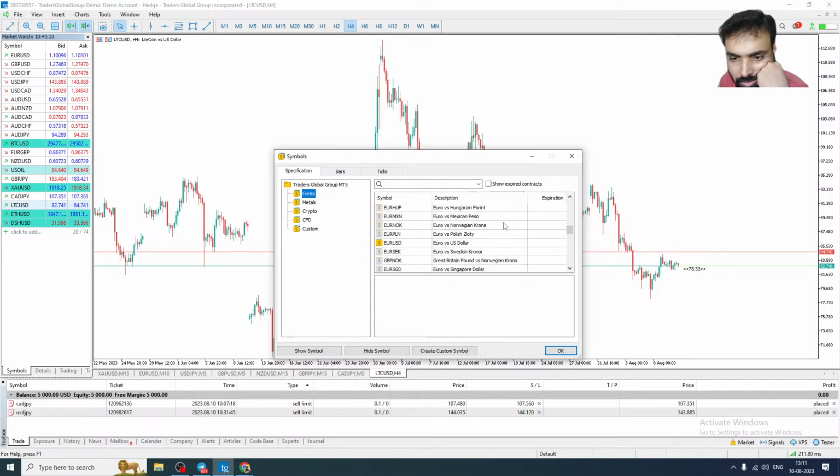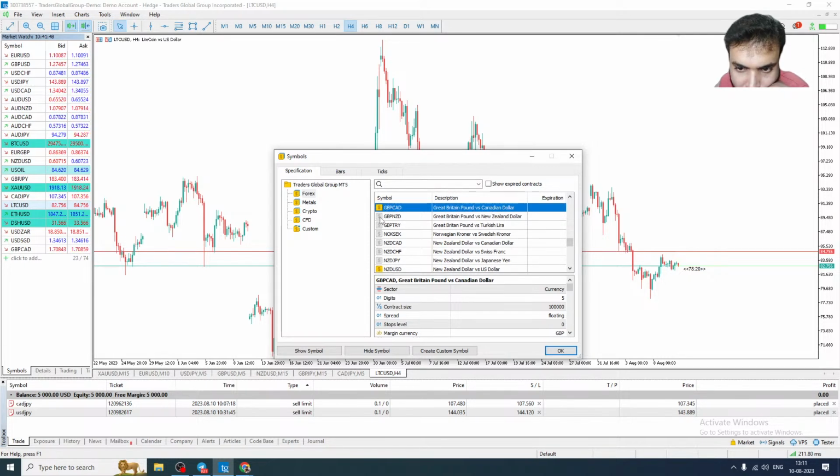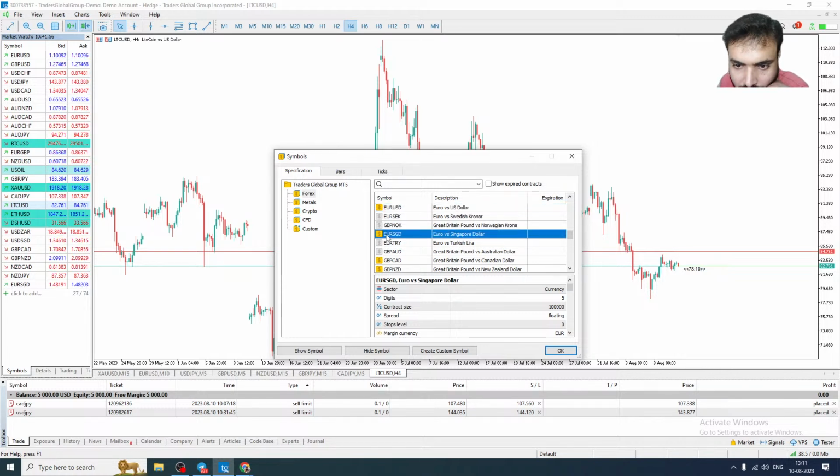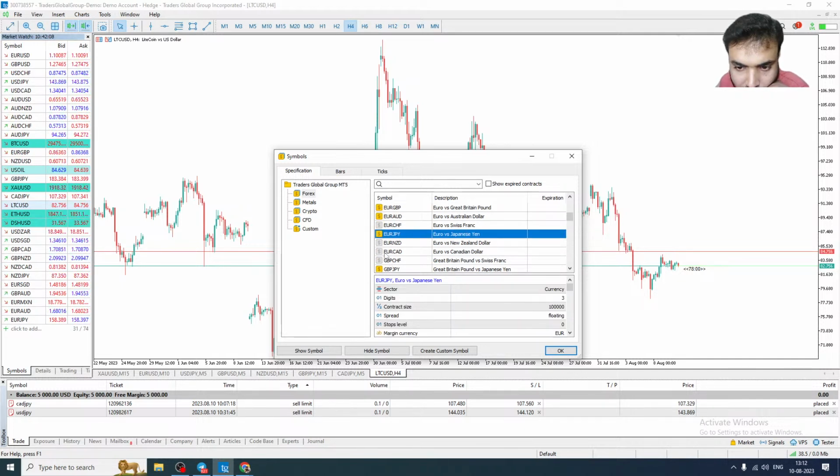Metals, Forex. Forex, what else do we have? We have ZAR, South African Rand. We have Singapore dollar. We have GBP CAD, GBP NZD, NZD CAD, NZD JPY, Euro Singapore dollar, GBP AUD, Mexican peso. We'll try this also. Euro AUD, Euro JPY. Euro JPY we need to see.